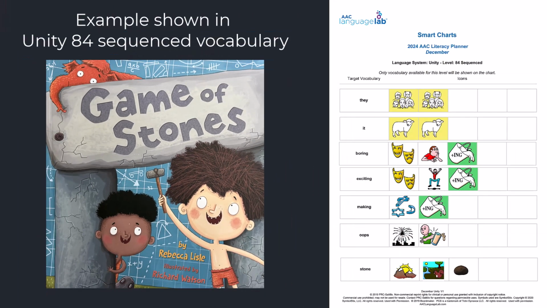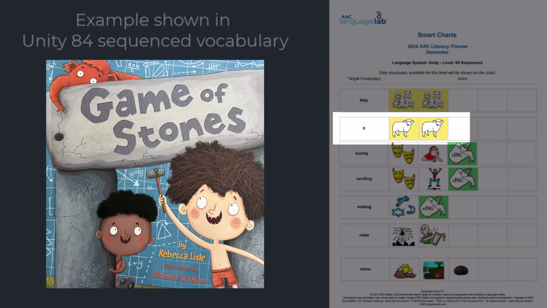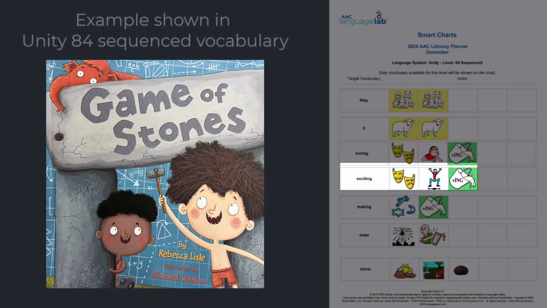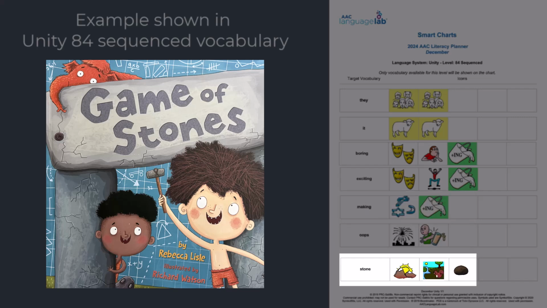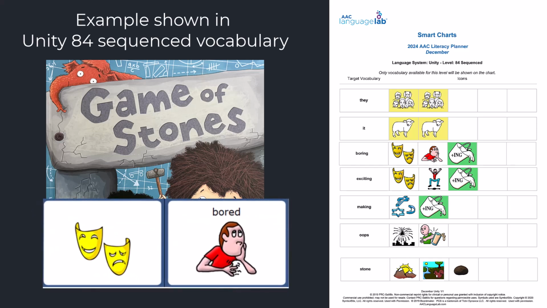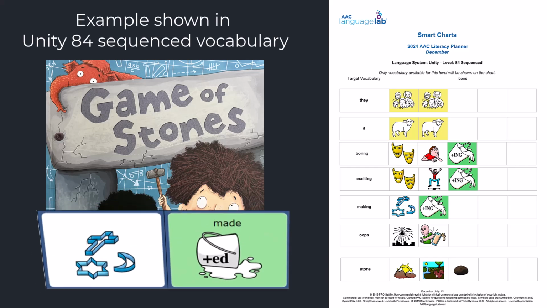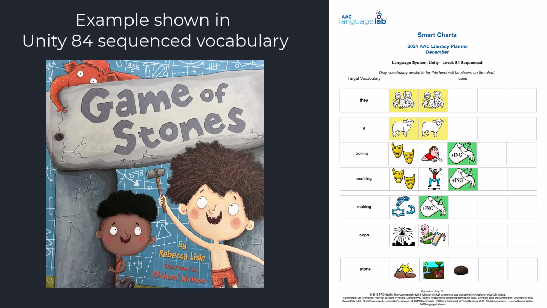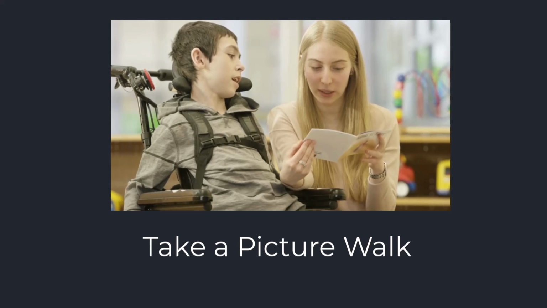The target words for this story are they, it, boring, exciting, making, oops, and stone. You can also teach and model bonus words like bored, excited, and made. Choose words that work best for your AAC learner. Once you have your smart chart, you're ready for a picture walk.